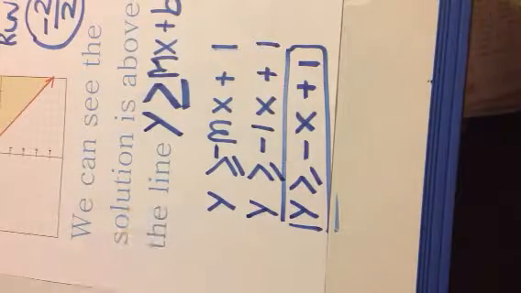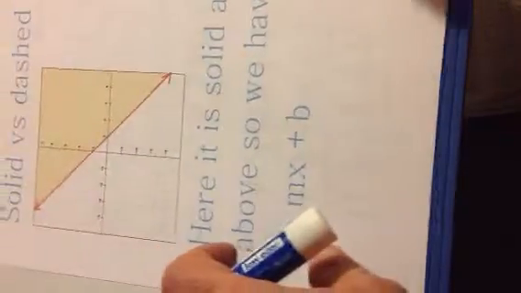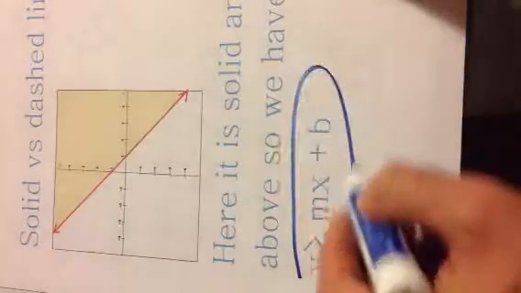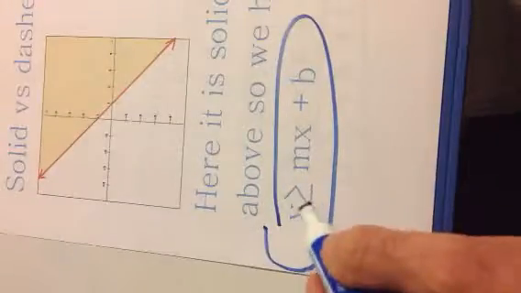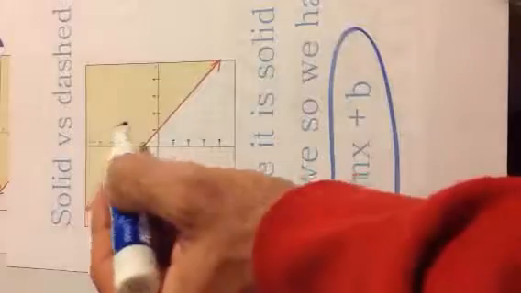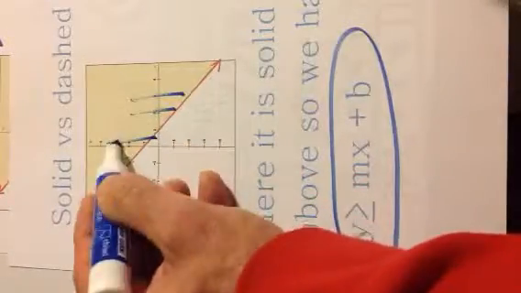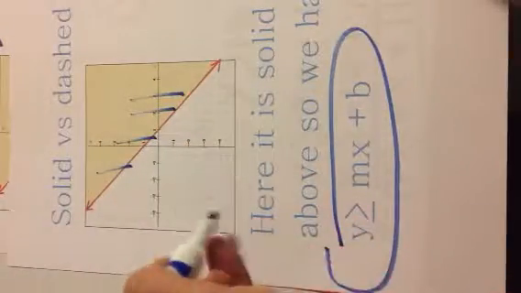Let me just go over this again with solid and dashed lines. If you see a solid line, you're going to use the inequality of greater or equal to, like we did here. And the reason why we're using y is greater is because the solution's above the line. If the solution was below the line, y would be less than.